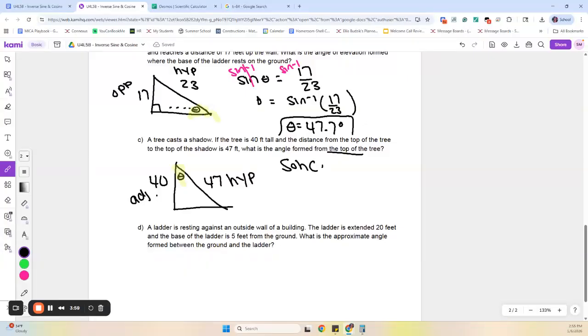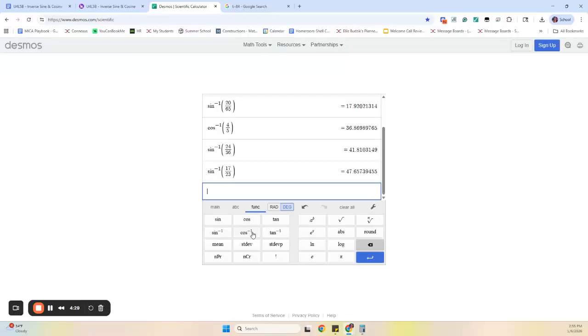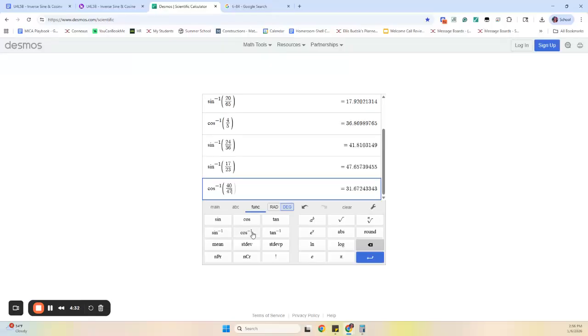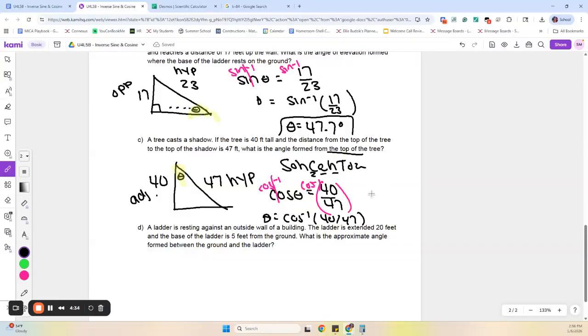So again, if we're thinking about SOHCAHTOA, if I got A and H, I'm going with C for cosine. So cosine of my angle equals 40 over 47. I'm going to do my cos inverse over here. And then I'm left with theta equals cos inverse of 40 over 47. So let's see what that is. Cos inverse of 40 over 47, so 31.7. So our theta equals 31.7 degrees.